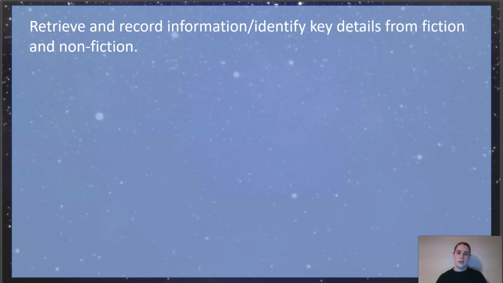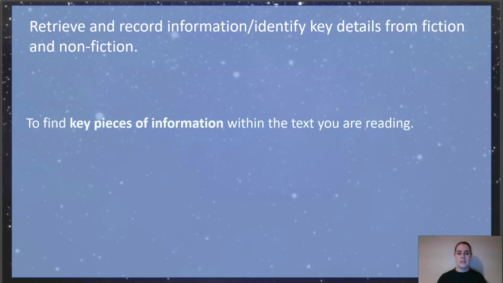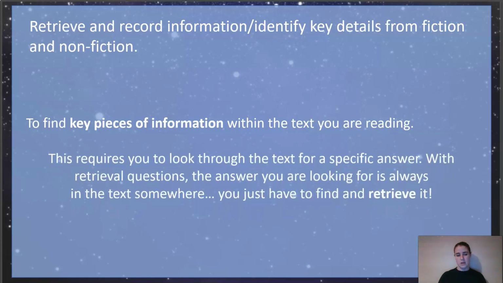Okay, so we're going to look at our retrieval skills today. The statement that we look at to achieve our skills is retrieve and record information or identify key details from fiction and non-fiction. What that means is to find key pieces of information within the text that you're reading. So we have to be detectives and go and find the information from where you might think it is in the book.